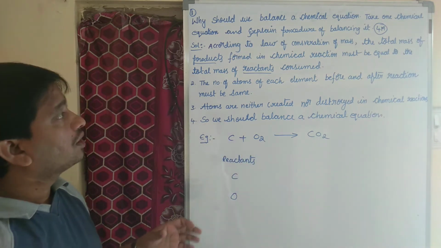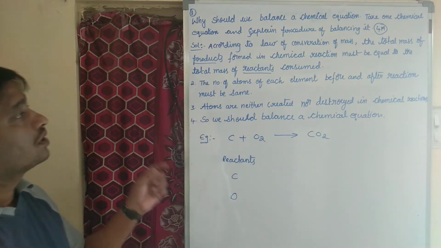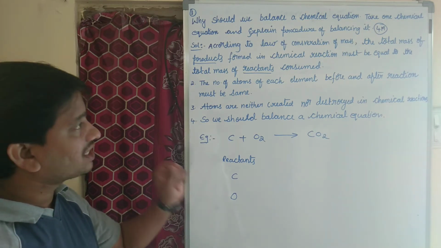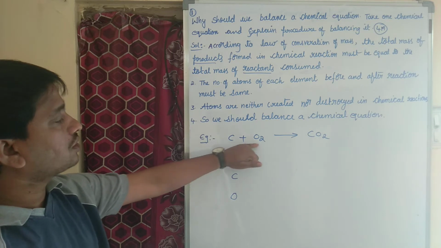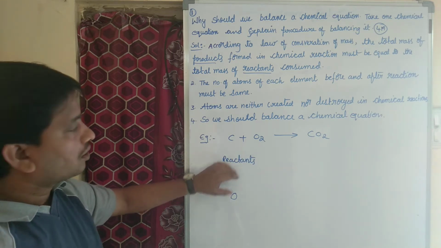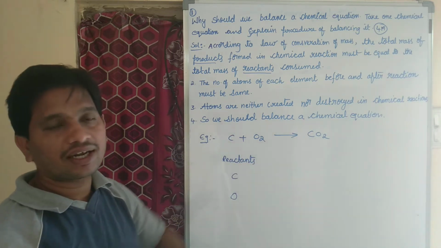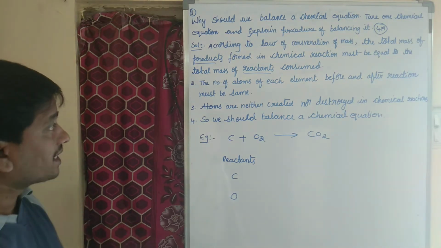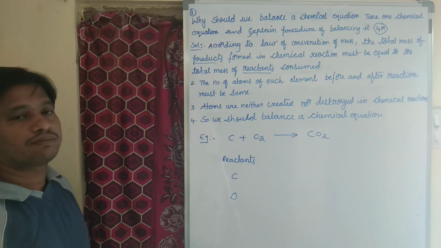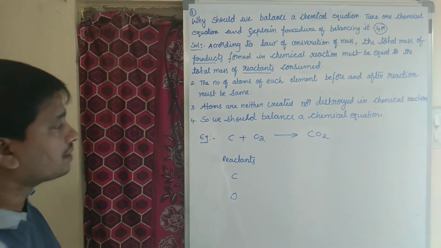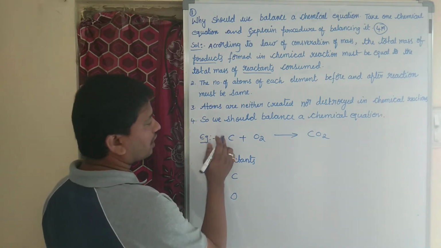You are getting my point? The total mass of products formed in a chemical reaction must be equal to the total mass of reactants consumed. Whatever the reactants consumed, their mass before the chemical reaction and after the chemical reaction must be the same. And second one, the number of atoms of each element before and after reaction must be the same. How many atoms of carbon here? Here the number of atoms of carbon is 1.